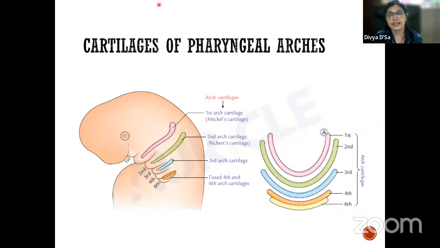Now cartilages. The first arch cartilage we call the Meckel's cartilage. Second arch cartilage we call the Reichert's cartilage. Then third and fourth arch. As I go, I will tell what structures are formed there.